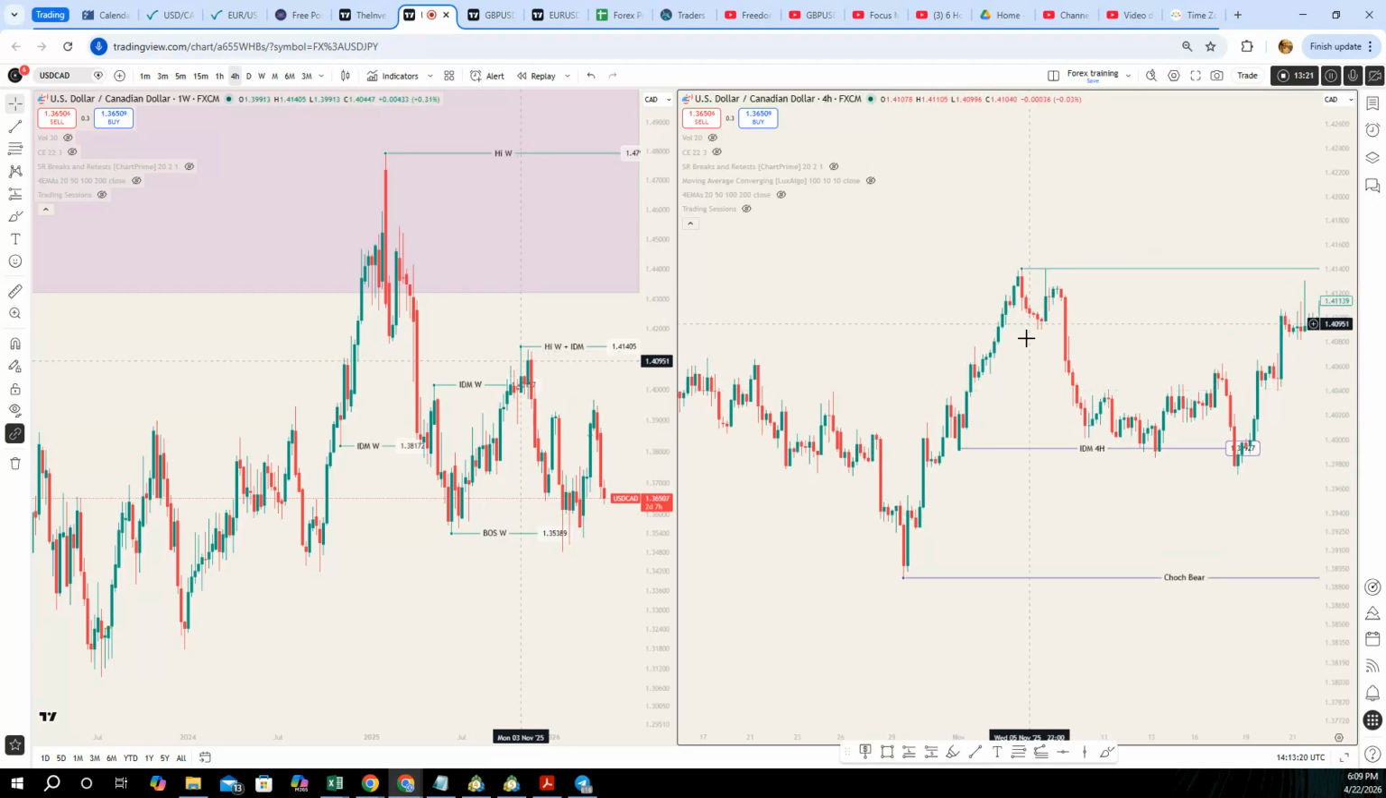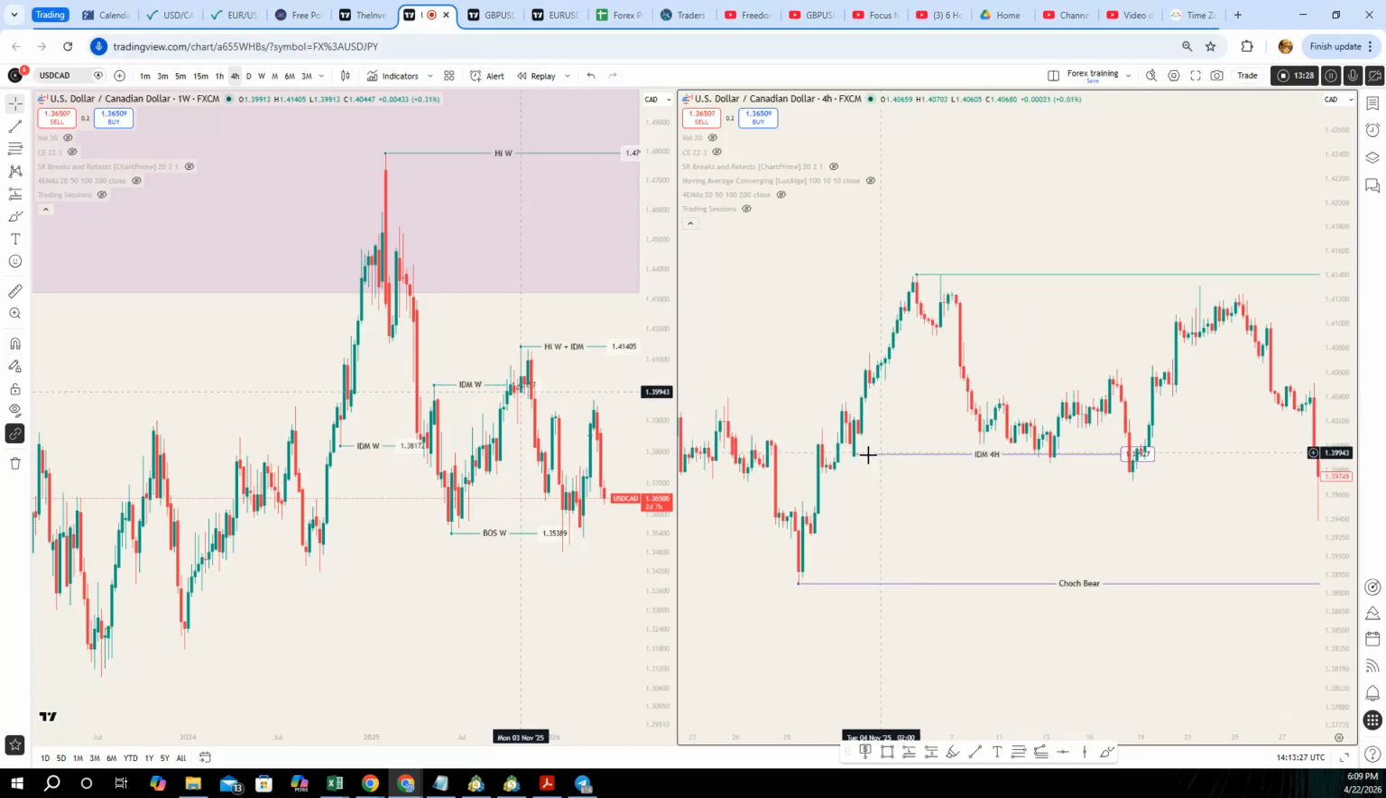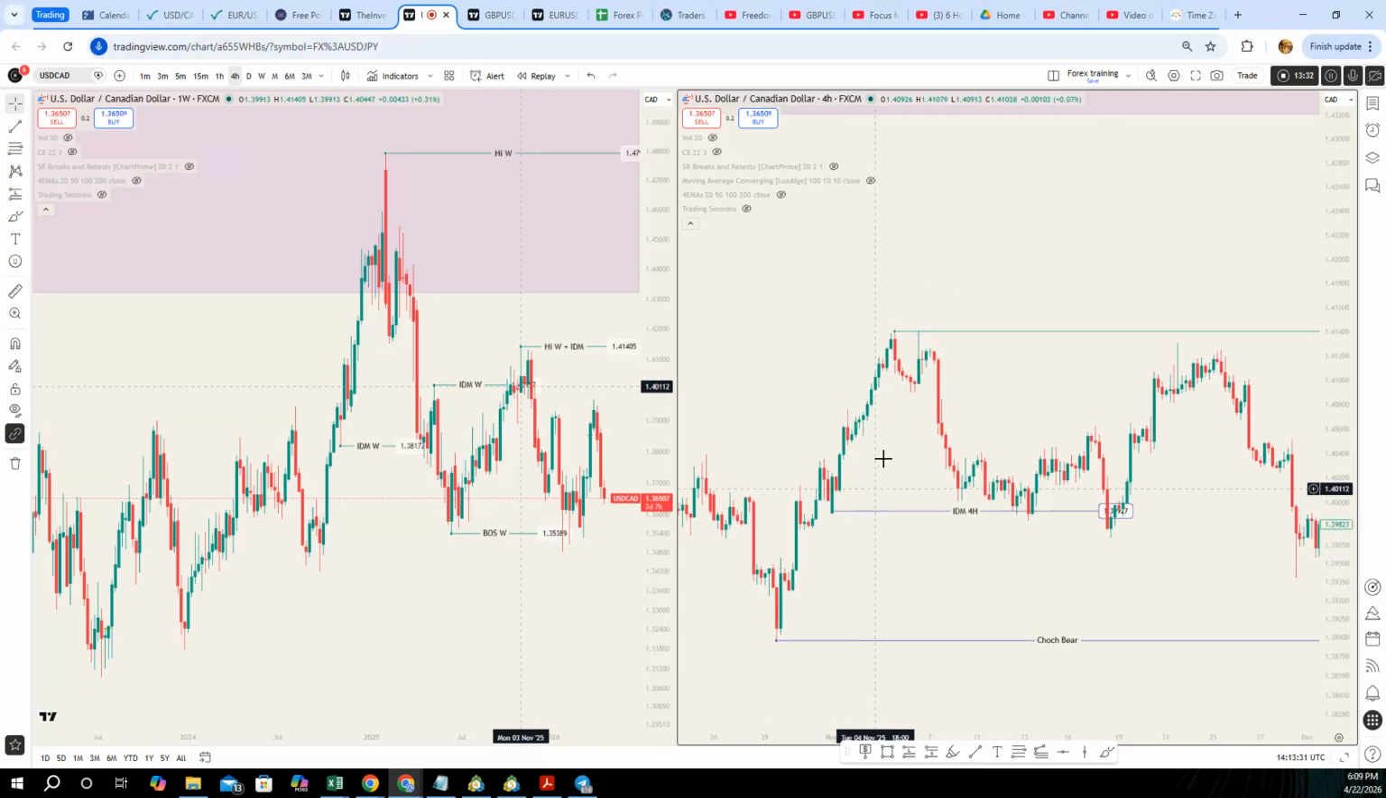We need to find the high. This is the IDM, this is the inducement. Okay, so this is where we get into track. This is the inducement and this is the low. Because this is the inducement, this is the high.